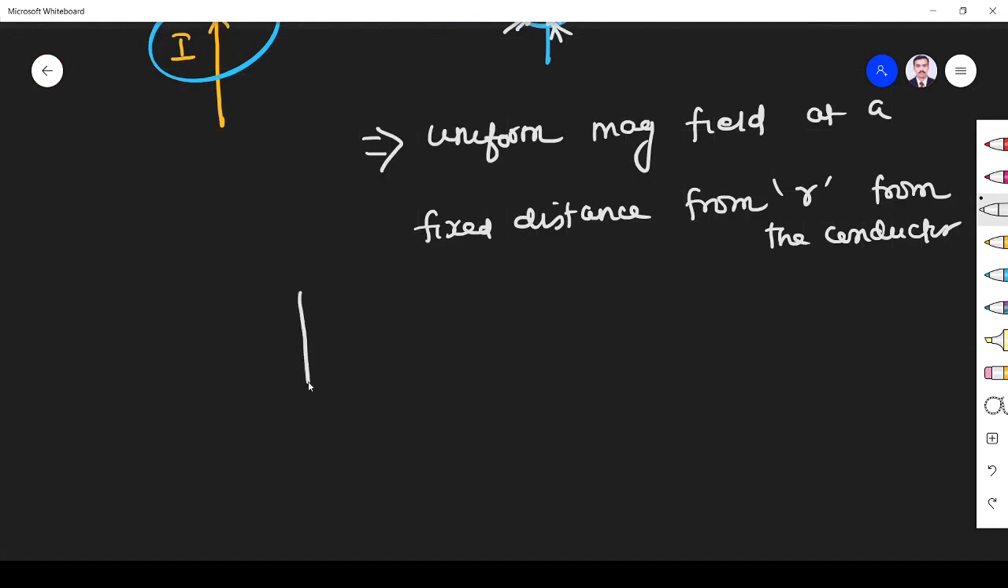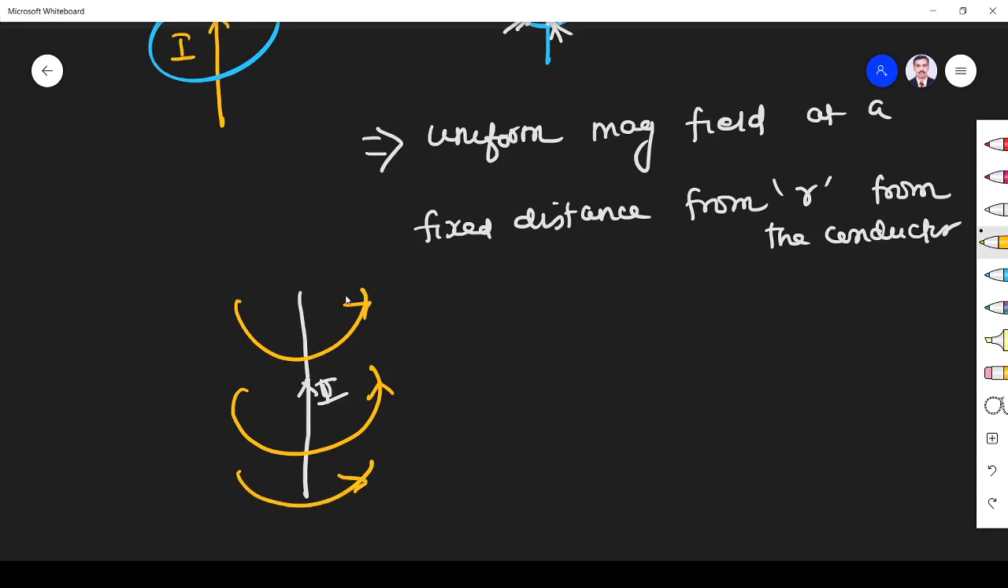How will it appear? If it is a current carrying conductor or wire with current flowing through it, the magnetic field is a rotating magnetic field. It is like this, so it will be rotating. Why it comes out from this and goes in this arrow direction, I have explained in the Biot-Savart law session. I hope you understand everything clearly. If you have any doubt, please ask me in the comment section.